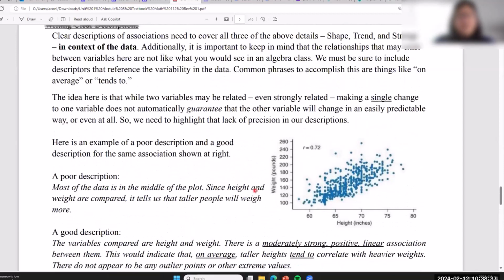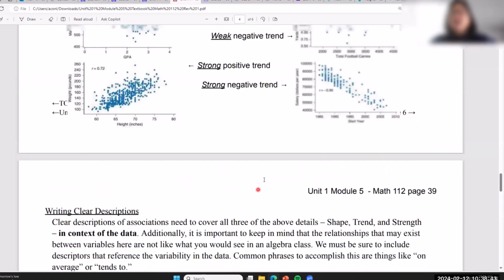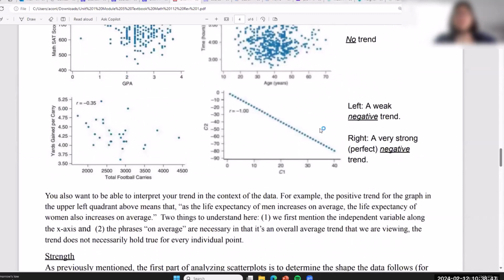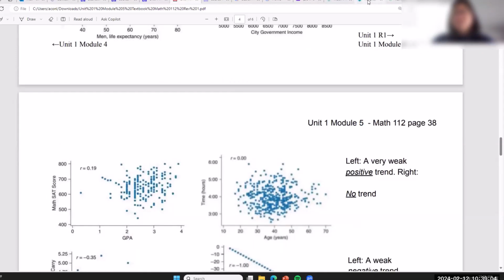So you want to be able to say trend, shape, and strength. And again, for us, shape is going to be either linear or not. Trend is going to be positive or negative, or if you have a blob, there's no trend, right? There could be no trend if you just have a blob of information. And then the strength. And the strength is probably the hardest one for us to get.